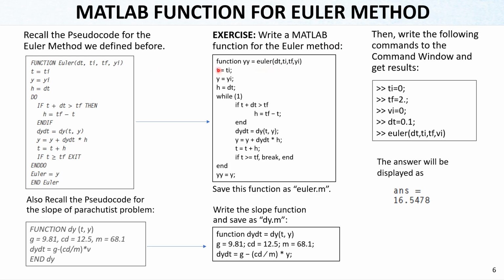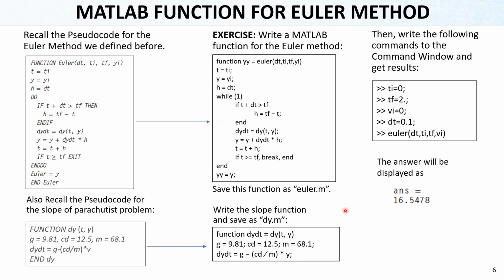In Matlab, you can simply write this down, or copy these and paste them into the Matlab script, and save it as Euler.m. Then we also need to calculate this slope function dy, and for that we also had a pseudocode for the Parachutist problem. Simply write this like here as a different function, dy.m. Then you can simply use this function to get the result.